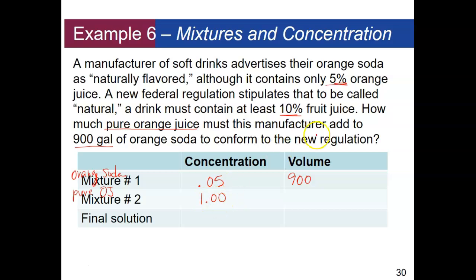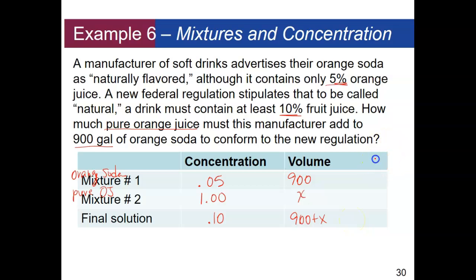And that's the part that we don't know, because it says how much pure orange juice. So that's our unknown, which is the X. And then the final solution, in order for it to be labeled as natural, has to have at least 10% fruit juice. So we need to end up with 10% fruit juice. And the volume, if we have 900 and we add X to it, is 900 plus X.